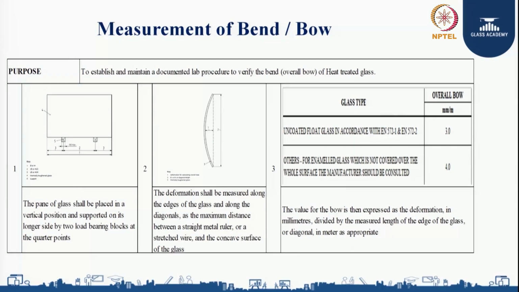Then we need to measure the deformation between the glass and the straight edge or the straight ruler with the help of a taper gauge scale. As per the standard, for a 1000 mm panel, 3 mm bend is allowed. So, we have seen how we are going to measure the bend in a heat treated glass. Now let us see a video that will even demonstrate.